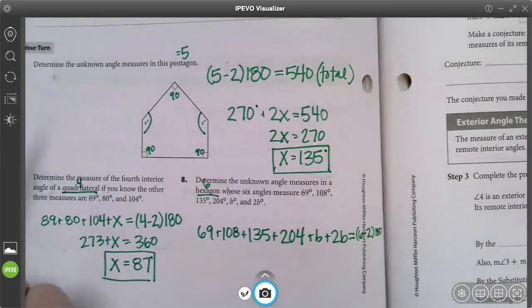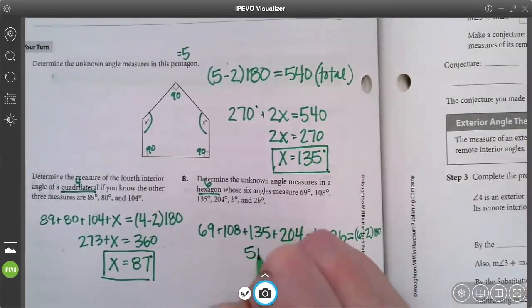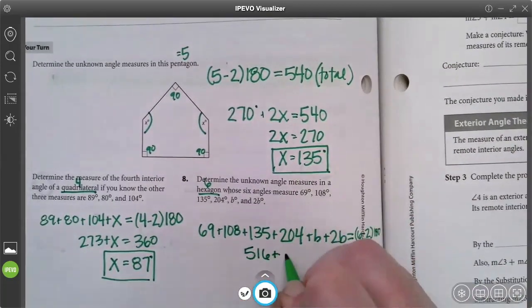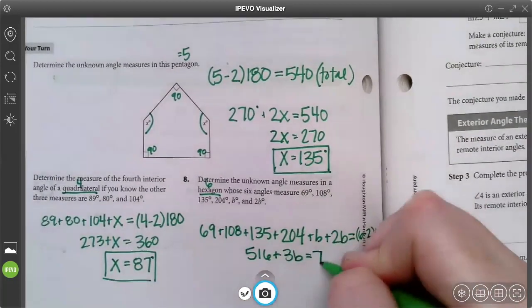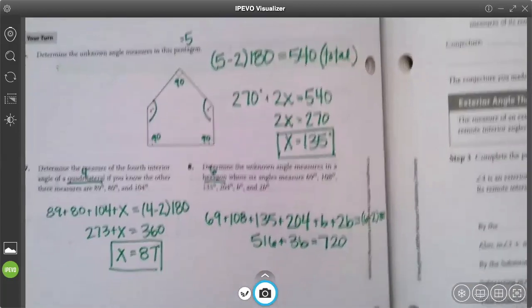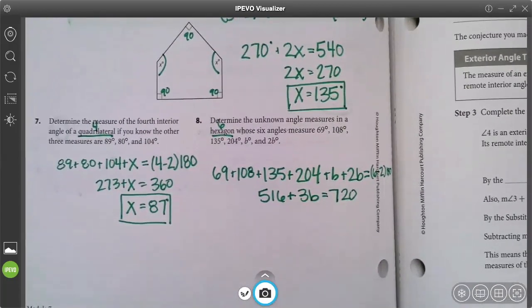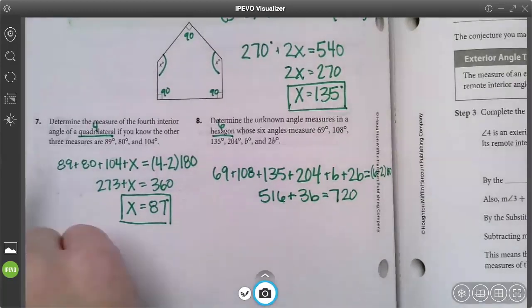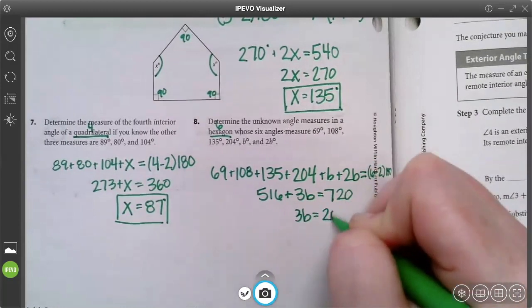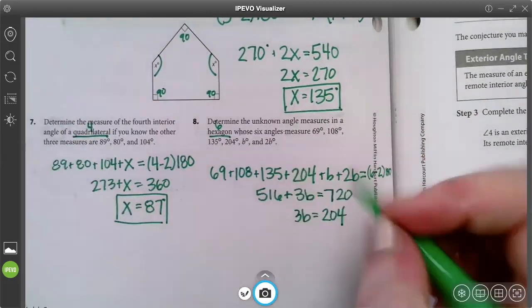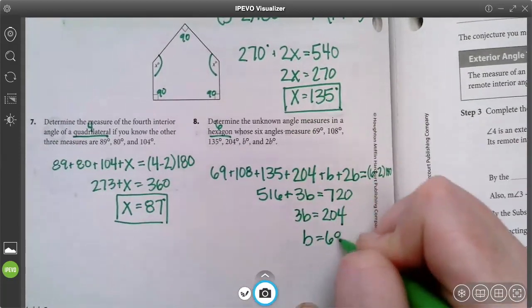69 plus 108 plus 135 plus 204 is going to all add up to 516. B and 2B add up to 3B. 6 minus 2 is 4. 4 times 180 is 720. And that is a much simpler looking equation. So 720 minus 516 gives us 204. And we divide by 3 to find that B is 68.